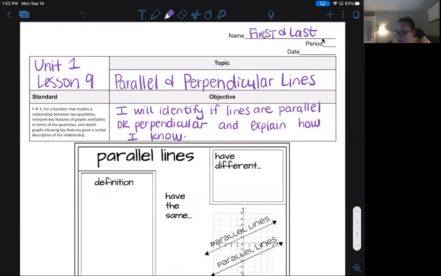First, make sure that you have your first and last name, period, and the date in the top right-hand corner of your notes. And of course, make sure you're writing everything down as we go.